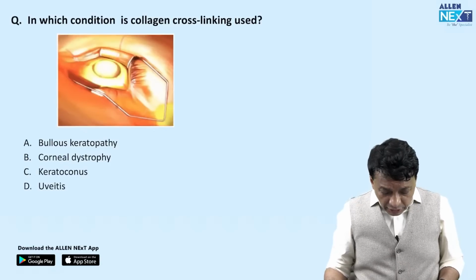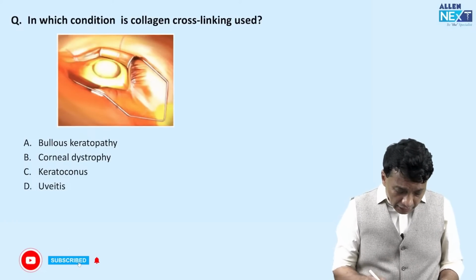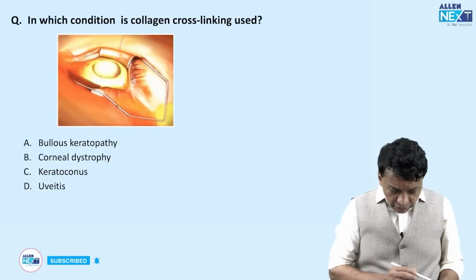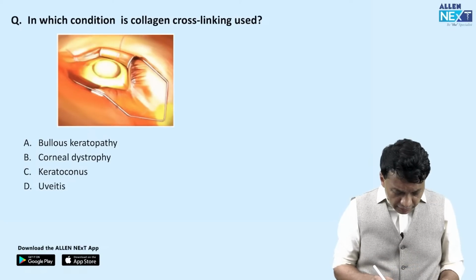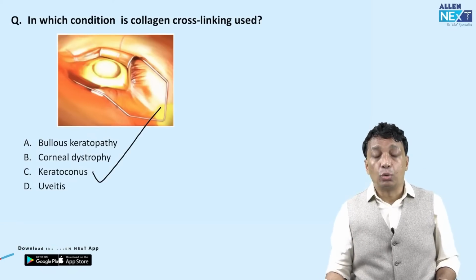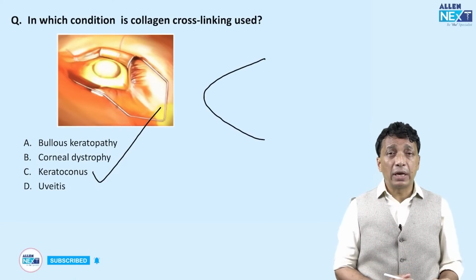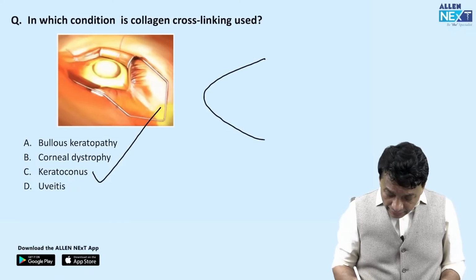Very well. In which condition is collagen crosslinking used here? That's a simple one. All of you should know that. And you can see here, this typical picture: is it bullous keratopathy, corneal dystrophy, keratoconus, or uveitis? The answer, as you all know, is keratoconus. A keratoconus condition where the cornea is conical like this. Remember, the two problems of keratoconus are, first, that it is conical, and second, the cornea is thin.